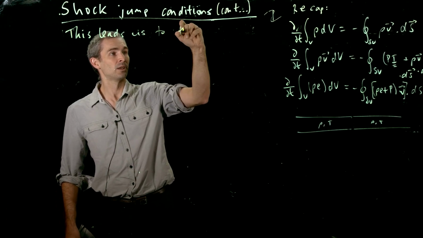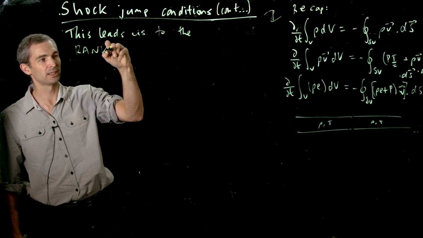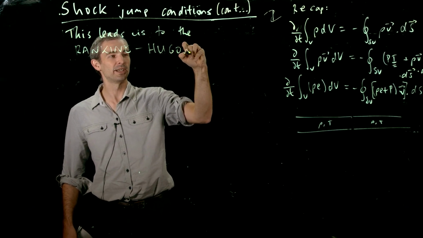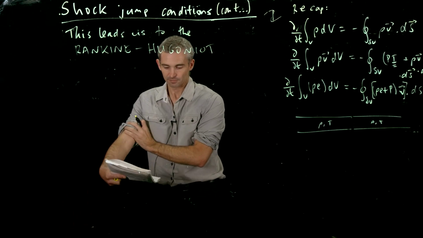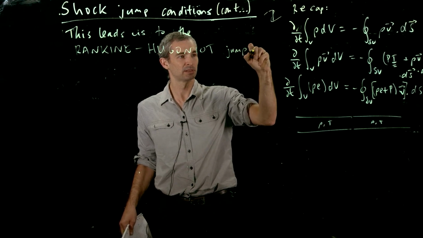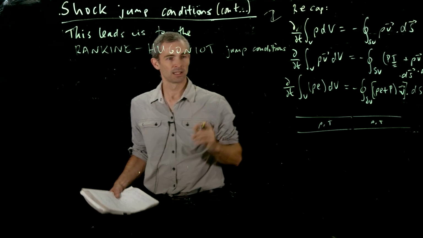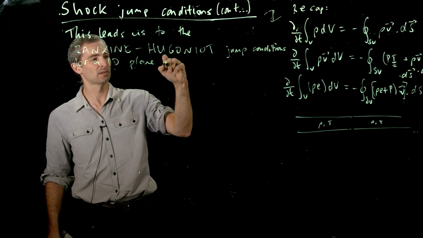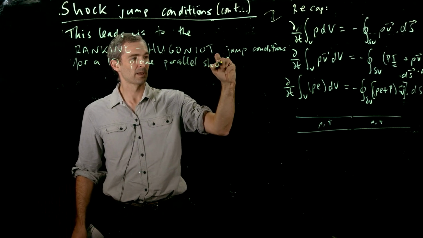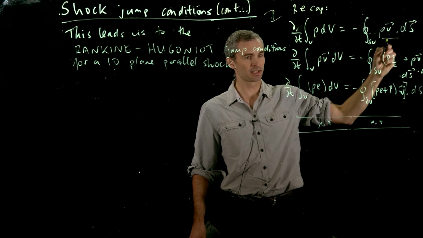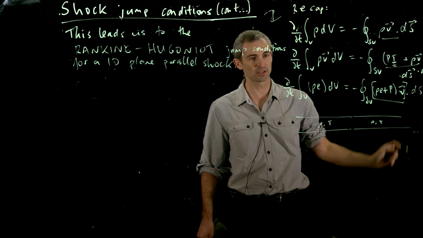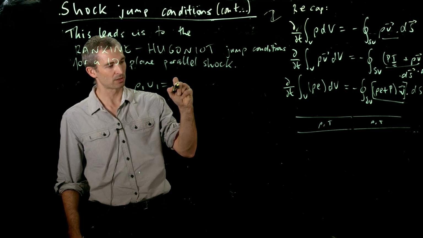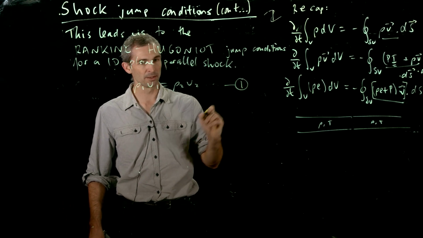So this leads us to what I call the Rankine-Hugoniot jump conditions for a 1D plane parallel shock. And those are simply these conditions here. This is the flux of mass, the flux of momentum, and the flux of energy, and those simply have to be equal across the front. So we have rho 1 v1 equals rho 2 v2. This is our jump condition number one.